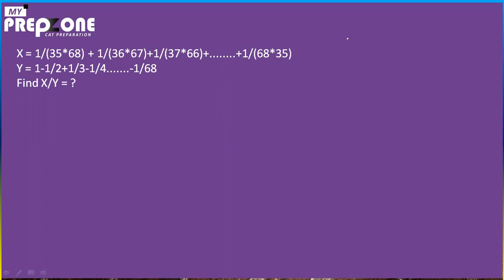A few students have answered this as 0. First of all, 0 can definitely not be the answer, and you can visualize it within 5 seconds. How? For x by y to be 0, x has to be 0, right? Is x 0? What is x? X is basically the sum of some individual positive terms. So I know for a fact that x will definitely be greater than 0, right? Hence the answer will not be 0.